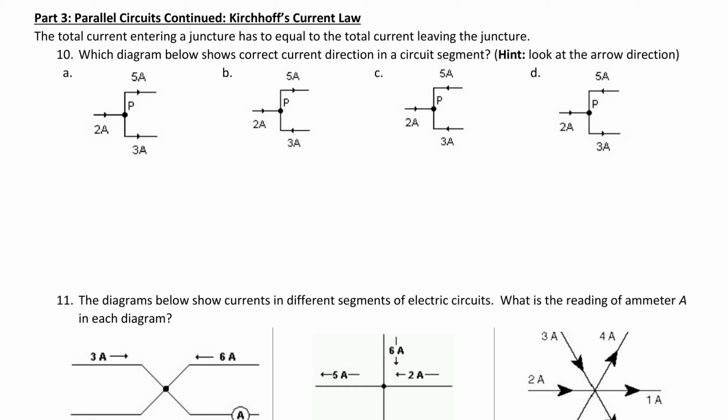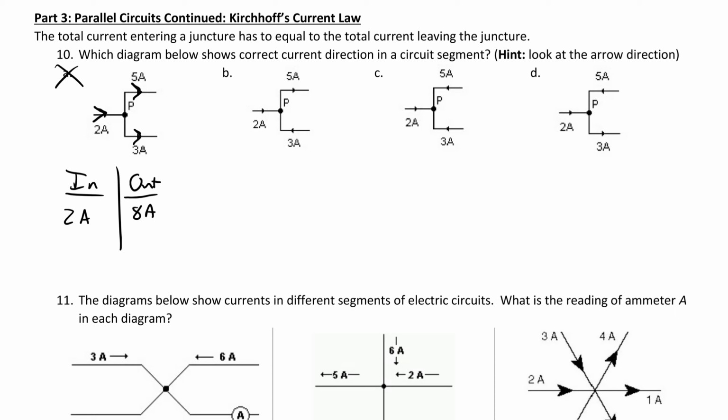Hint, look at the arrow direction. How could we look at it if it's not? Let me draw it this way. So here, this is supposed to be going in. This is coming out of the junction. This is coming out of the junction. So we have in and out, let's say, for this. Okay, there's 2 amps in, and there's 5 plus 3, there's 8 amps out. That's no good. It has to be equal to each other.